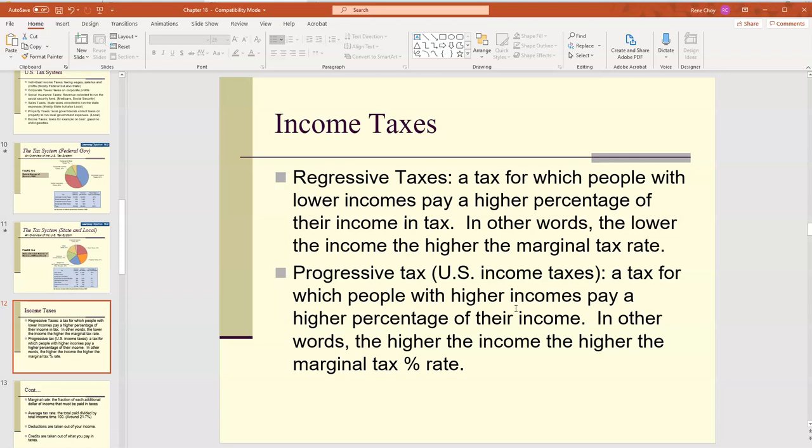For example, sales taxes can be regressive because poorer individuals pay a higher percentage of their income in sales taxes compared to richer individuals that pay a lower percentage of their total income on sales taxes. So you could argue that sales taxes, even though they're flat, are income regressive. But income taxes are progressive, which basically means that the more money you make, the higher the tax that you're going to have to pay on your income.